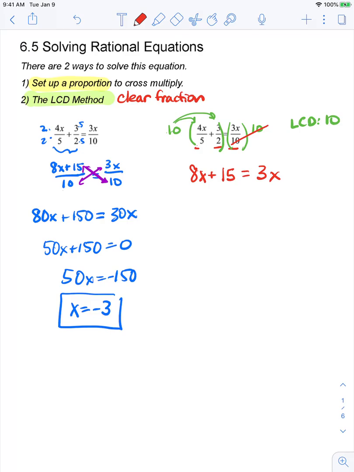And it looks like we end up with a very similar equation. Solve this, subtract the 3x, subtract the 15, and divide by 5, and you end up with x equals negative 3. So those are the two methods that you can use to solve rational equations. Let's look at a couple more examples.